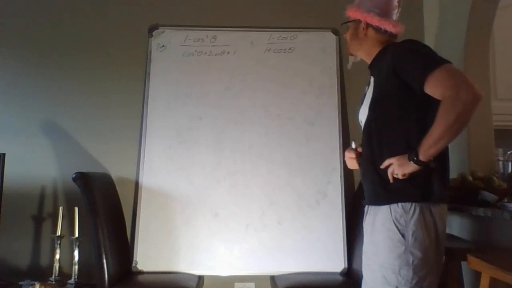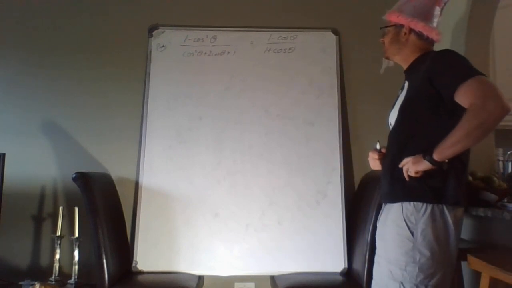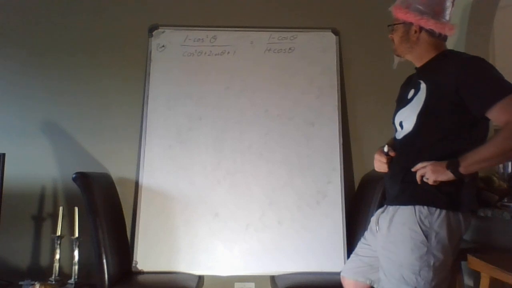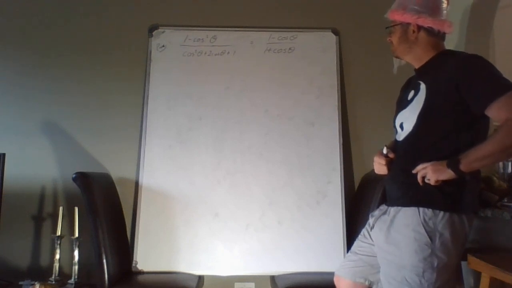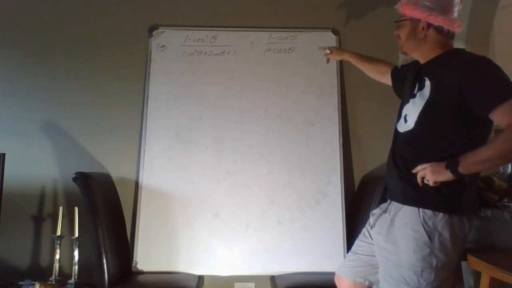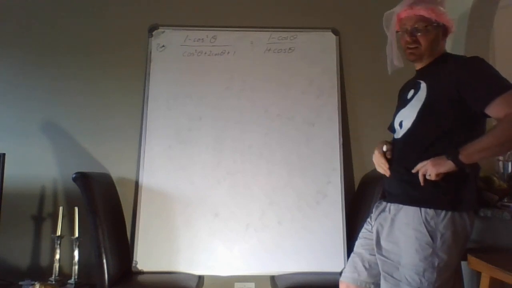The question is prove 1 minus cos squared theta over cos squared theta plus 2 cos theta plus 1 is equal to 1 minus cos theta over 1 plus cos theta. Could work with either side. In fact, quite easy to rush to the right-hand side. Okay, we'll just give it a go. Give it a go.